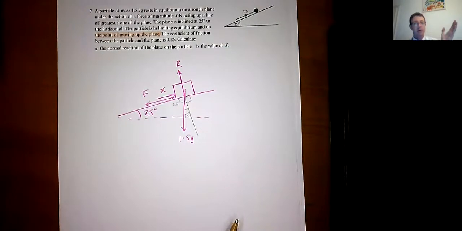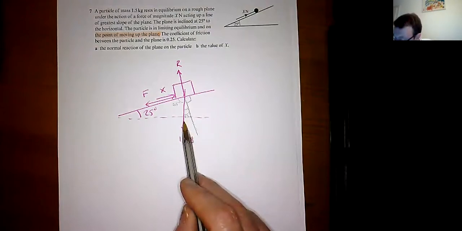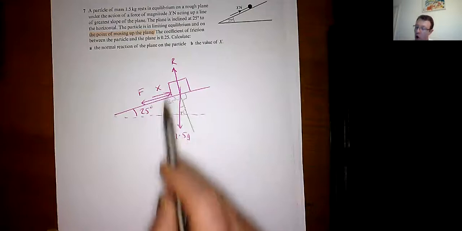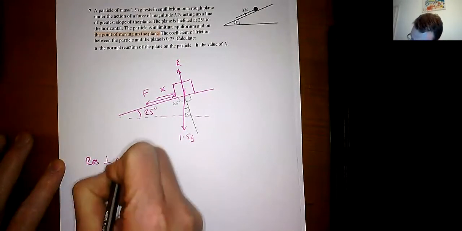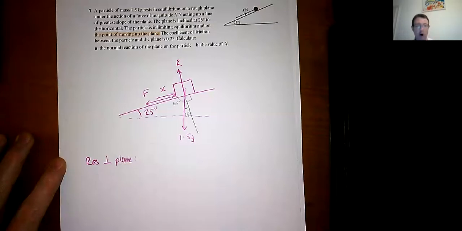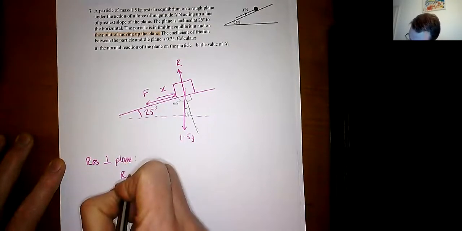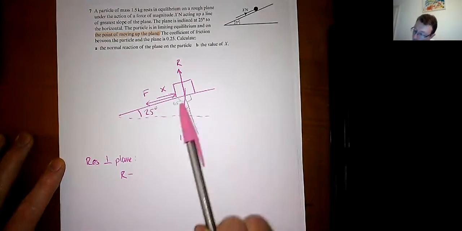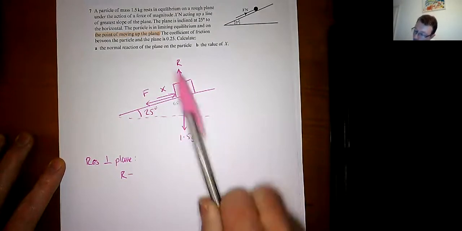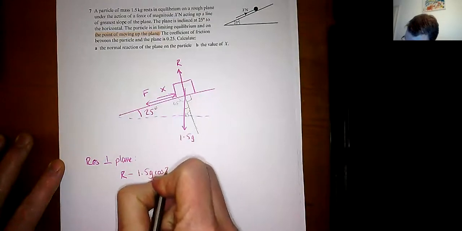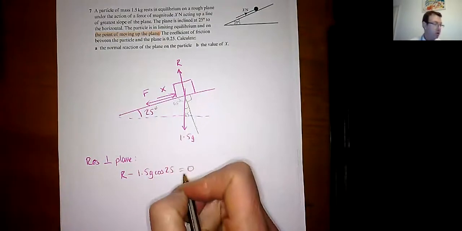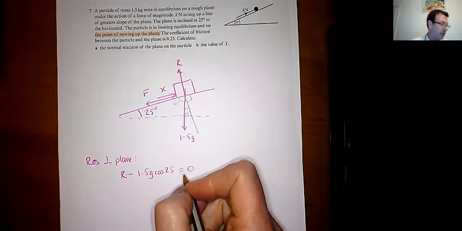Right. Let's resolve perpendicular to the plane then. Why? Well, we have to do both. You might as well start with one. But I want to do the one that's cos. So this is the cos one because it's adjacent to it. So if I resolve perpendicular to the plane, okay, then what? I have R minus the component of the 1.5 g force that's going straight down. So minus 1.5 g cos 25 equals naught. Okay. Yeah, that's it. All right.